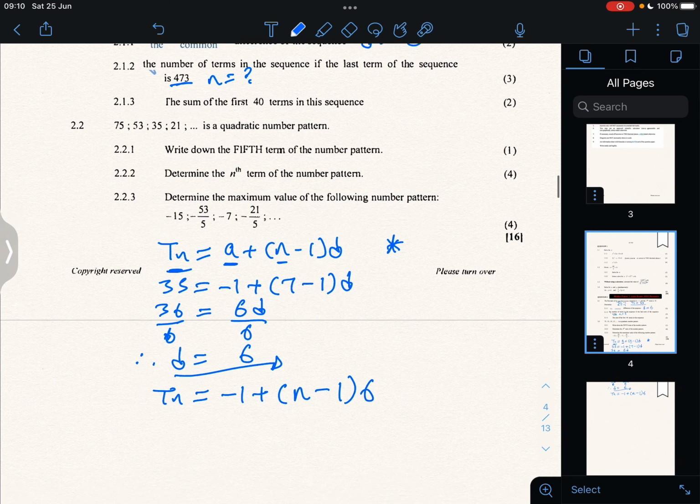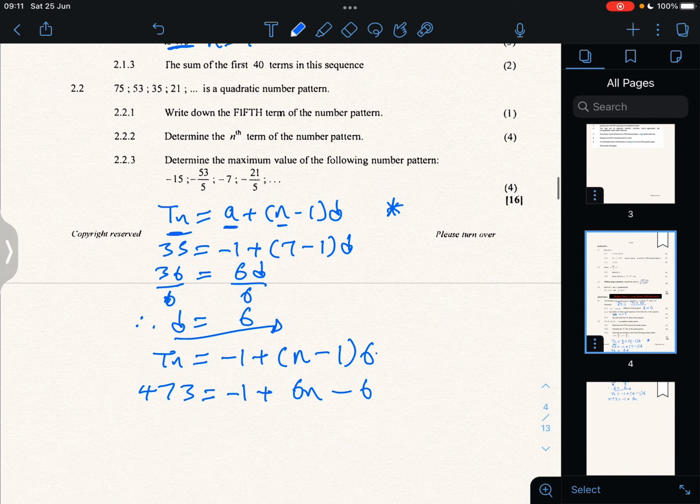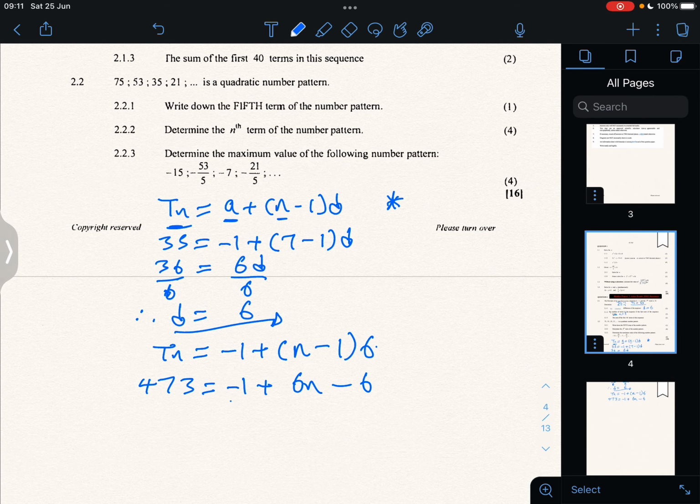So we have to simplify this. Next, we substitute the value 473 for the term, because we're looking for its term number. That is -1 plus 6n minus 6. So all we have to do is simplify. -1 minus 6 gives us -7. When we bring it to the left hand side, it becomes positive, and we add it: 473 plus 7 equals 6n.